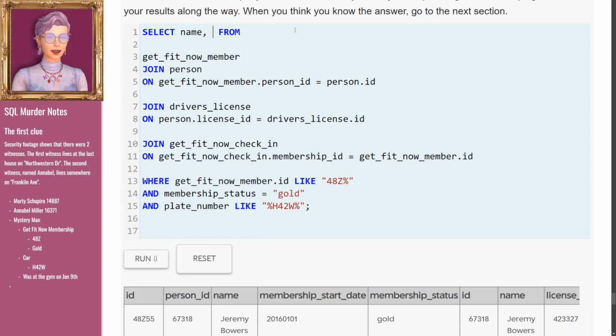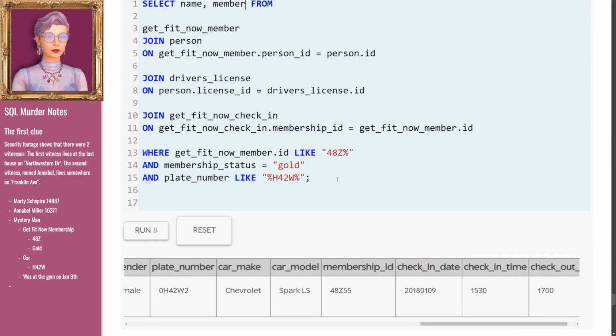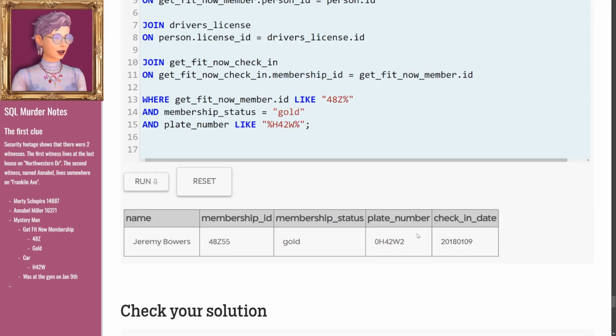I think I just want to select the relevant information real quick. So we want his name. We want his membership ID. We want his membership status. We want the car plate number, and we want the check-in date. There we go. He fits all of our clues. We didn't even need all of our clues to get him, but we got him.